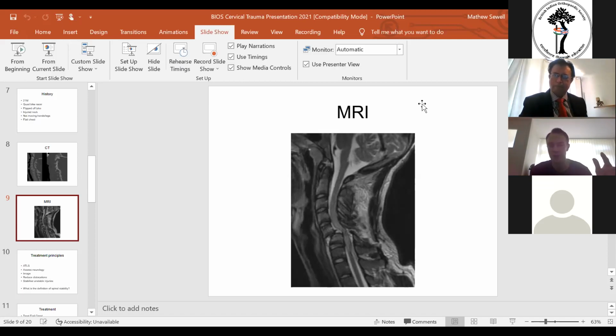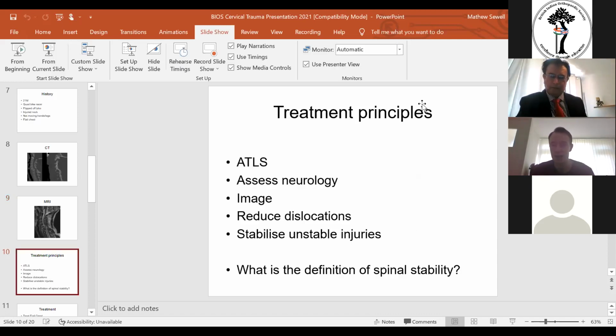I'm going to manage his blood pressure, because the treatment for this spinal cord injury is not to reduce and fix. It's to manage the blood pressure and to manage the hypoxia. His best chance of having a cord that functions is not to operate. It's to give it blood and oxygen. So that's ATLS.